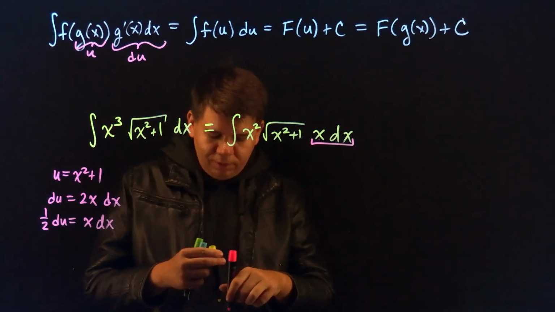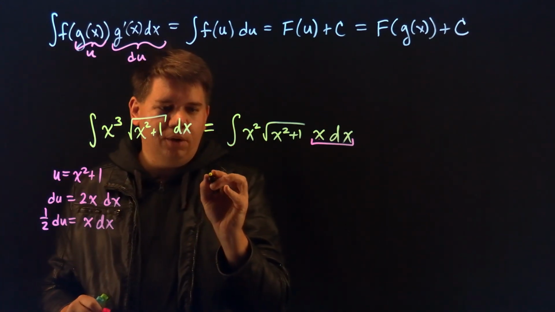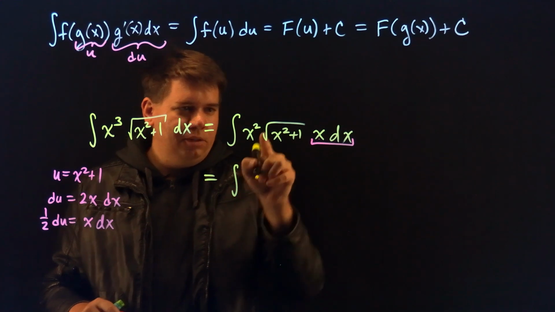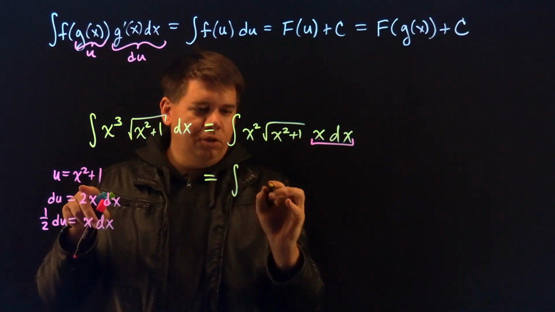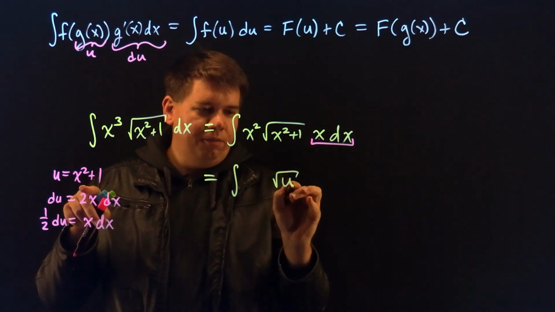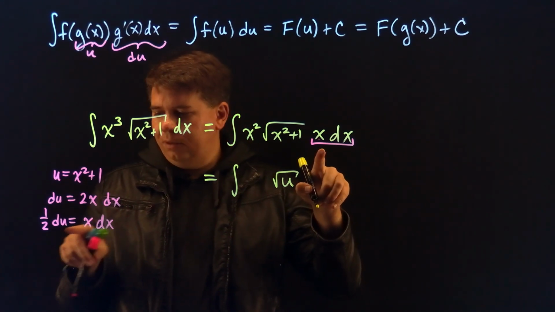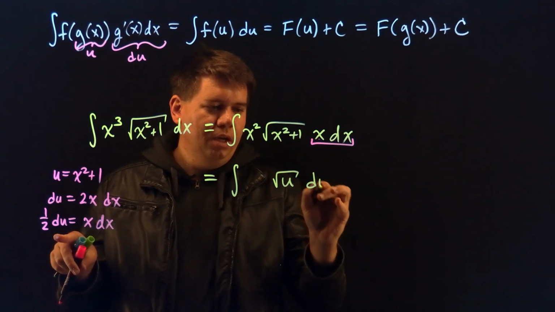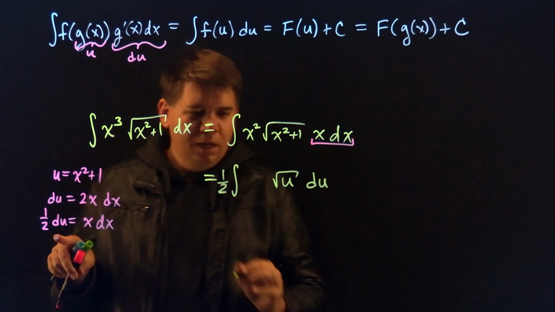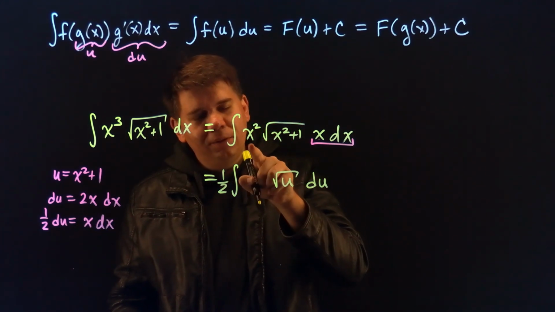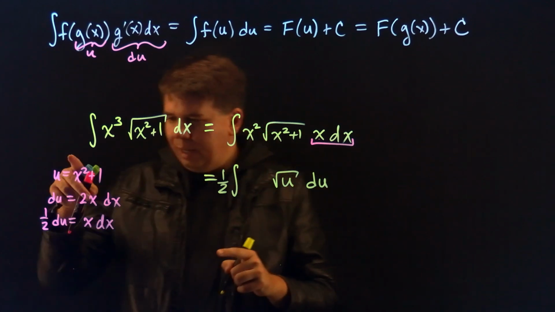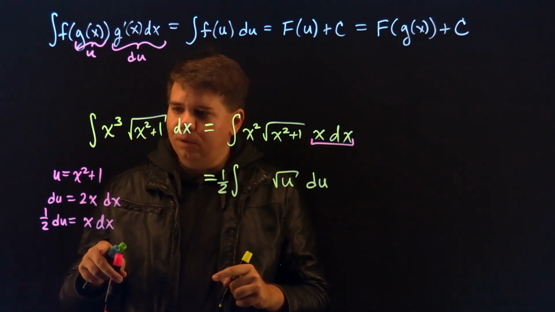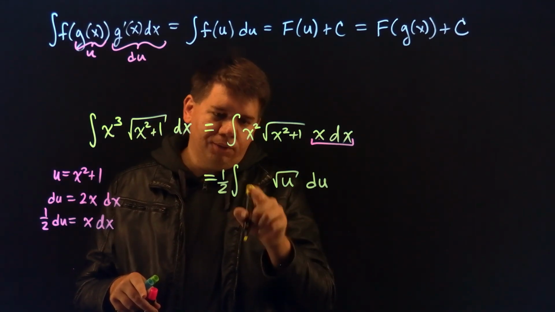So now you can start doing some u-substituting. My square root of x squared plus 1 is going to become just the square root of u. And the x dx is going to become just a 1/2 du, so I'm going to put the 1/2 out front. But wait a second. What happens to my x squared? I don't know what x squared is equal to. So what should x squared be?